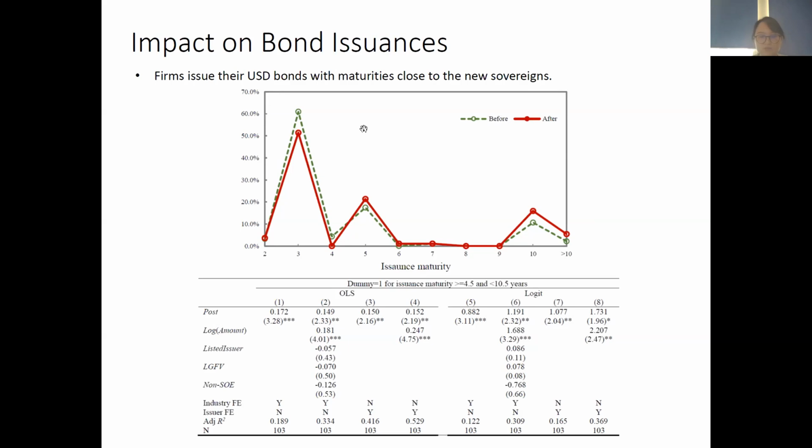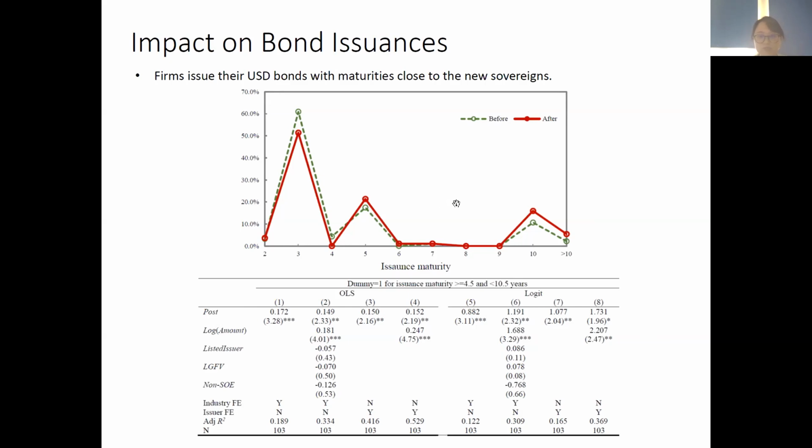But after this sovereign issuance, we see that there is a drop in the distribution of 3-year corporate bonds and an increase in the maturity of 5-year and 10 years. And we further use regression-based analysis to estimate the probability of firms issuing corporate bonds for the tenor of 5 to 10 years, regressing on this post-dummy. And we indeed find this is statistically significant in the sense that corporates are more likely to issue bonds in the 5 to 10 year tenor after the sovereign issuance.